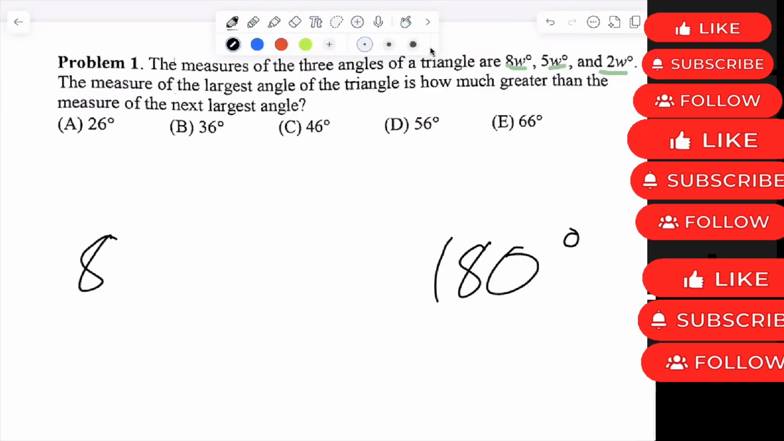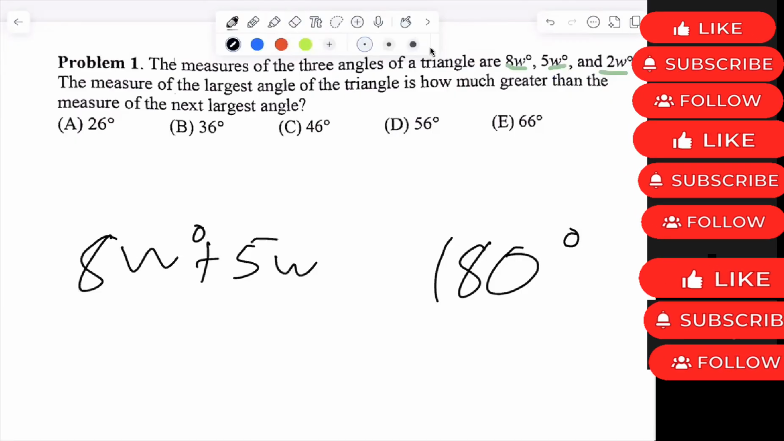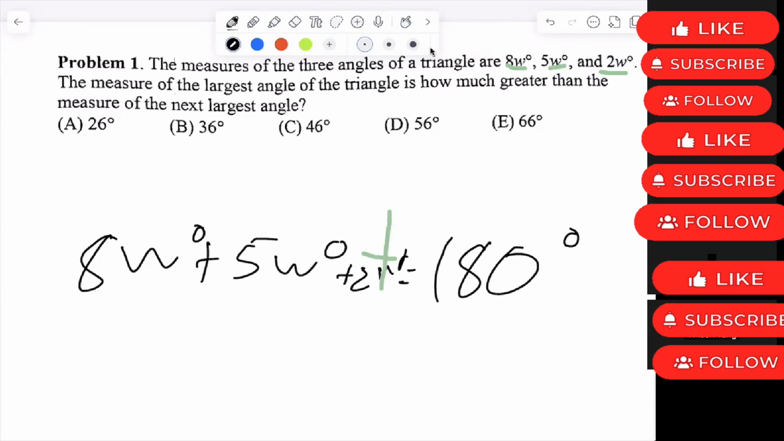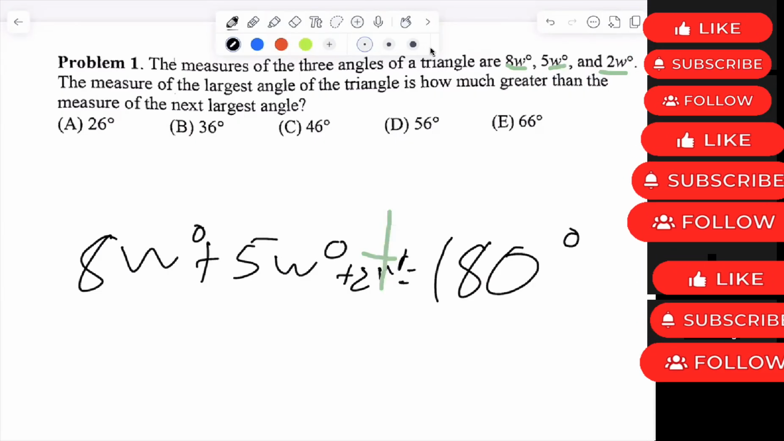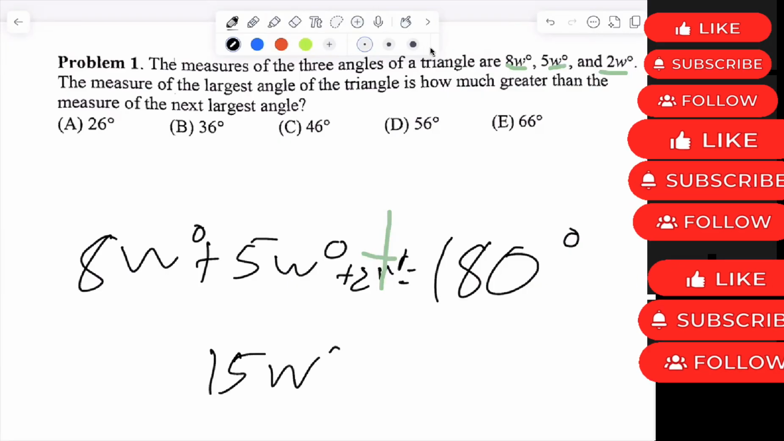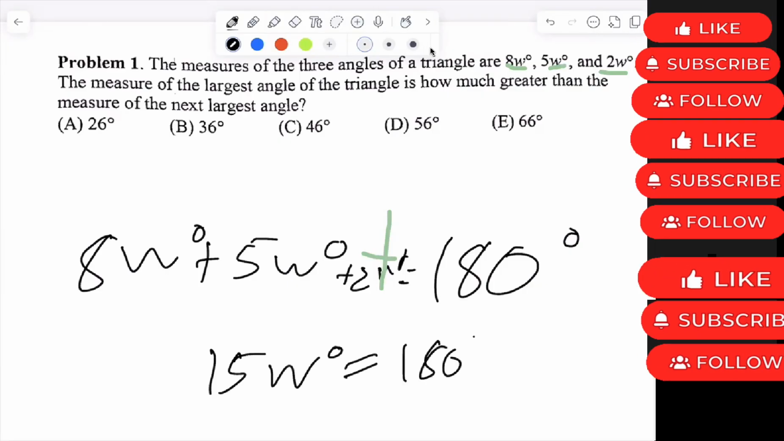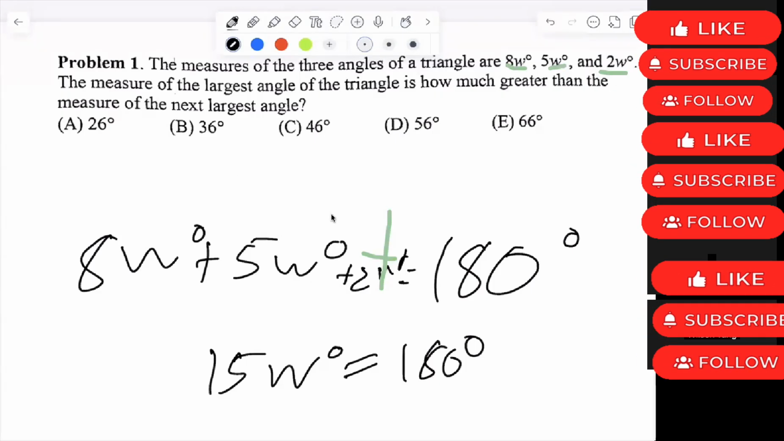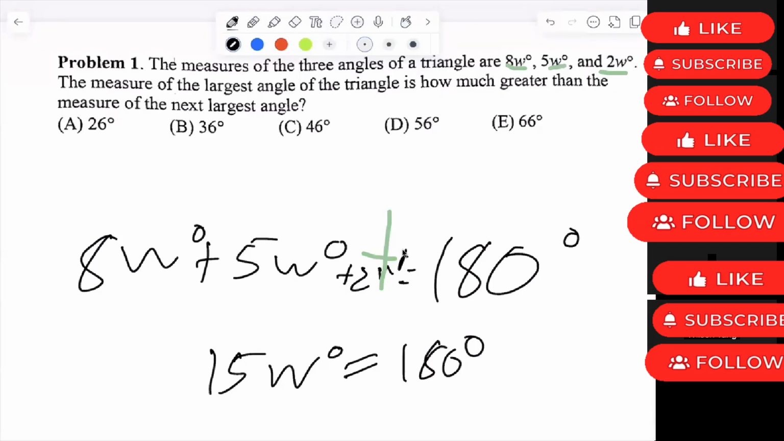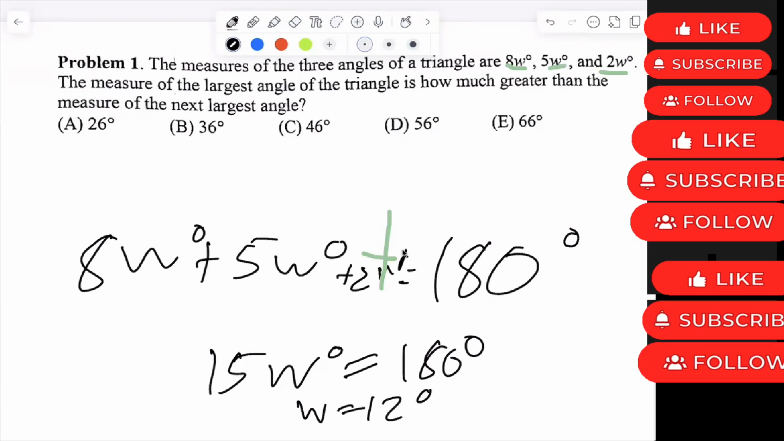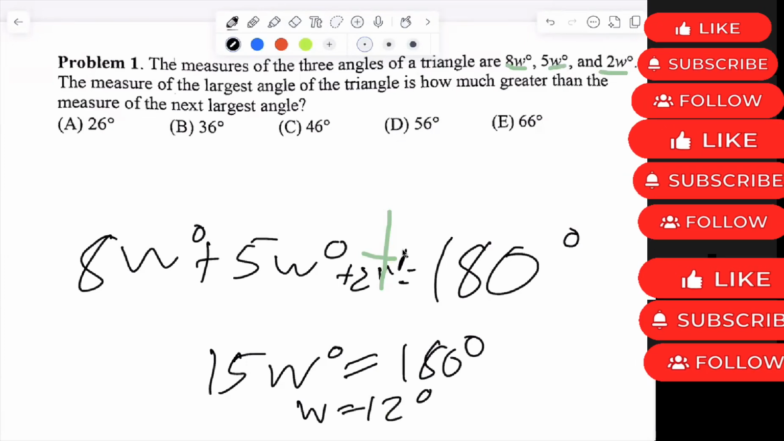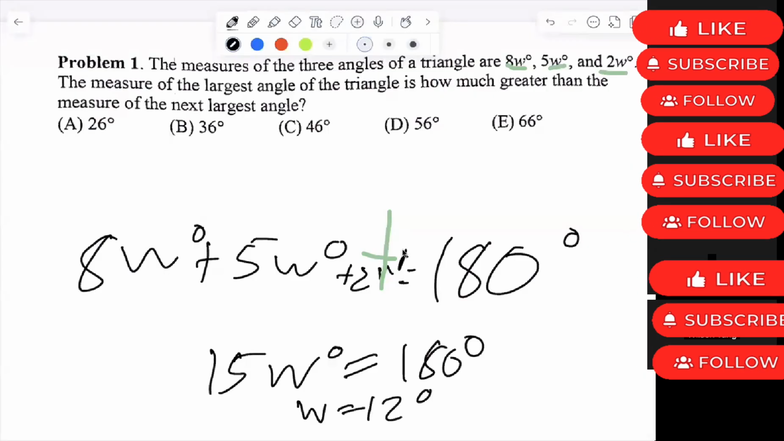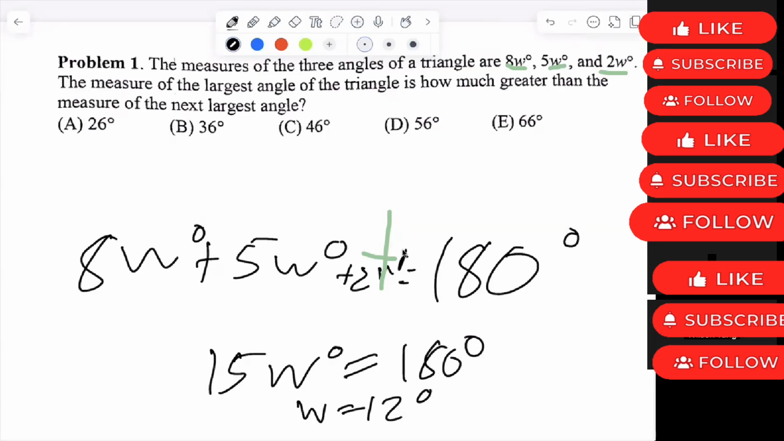Now we have 8W degrees plus 5W degrees plus 2W degrees is equal to 180 degrees. Combining like terms, you get 15W degrees equals 180 degrees. And then doing division, we get W equals 12 degrees. But that's not what the question wants us to do. We want to find how much greater the measure of the largest angle of the triangle is than the measure of the next largest angle.